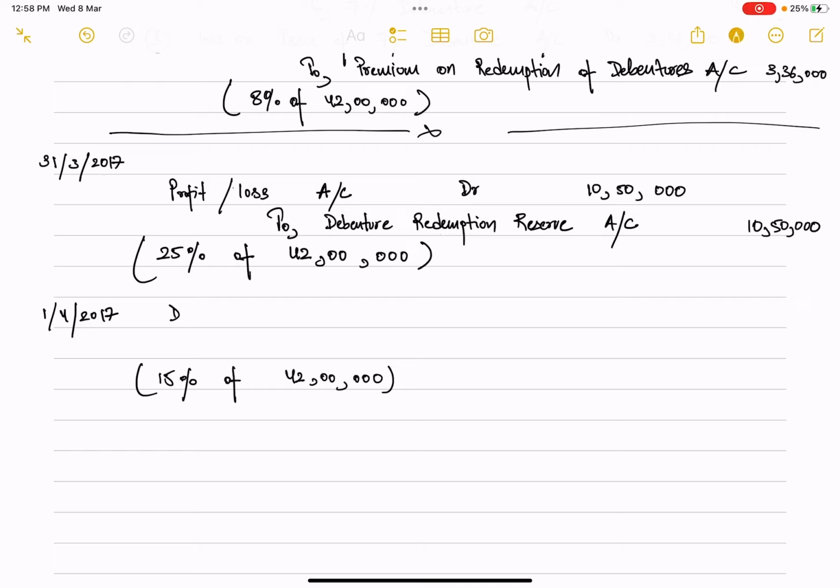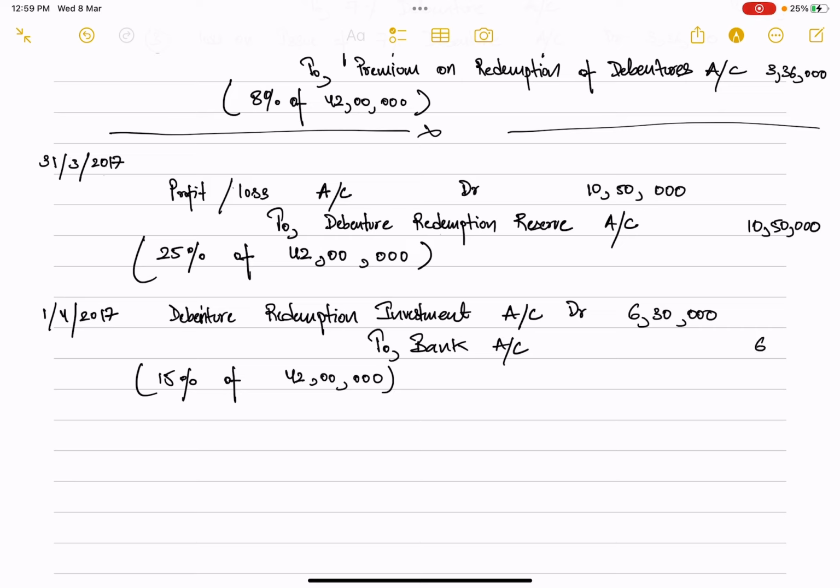debenture redemption investment account, which is to be debited. And since you are sending money to another company for investment, your bank account will get credited. Now if you calculate this value, you will get a value of 6,30,000 rupees.